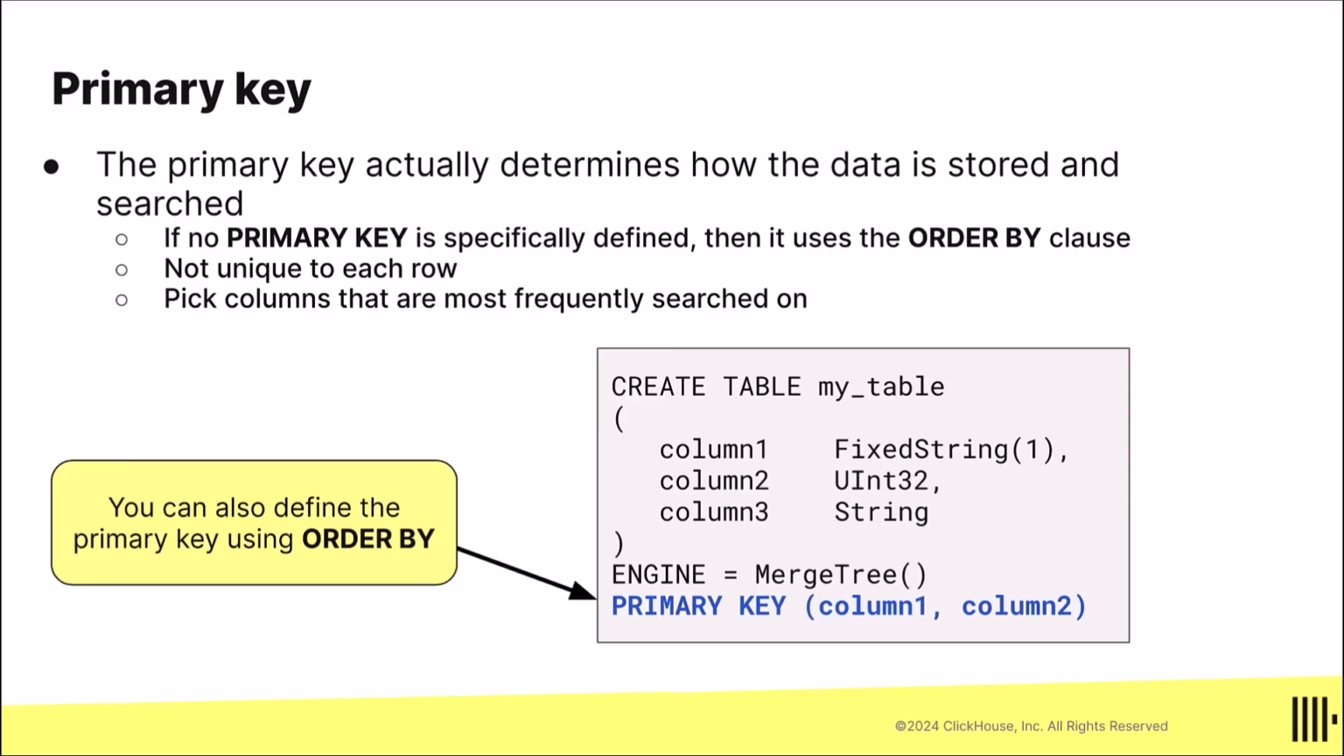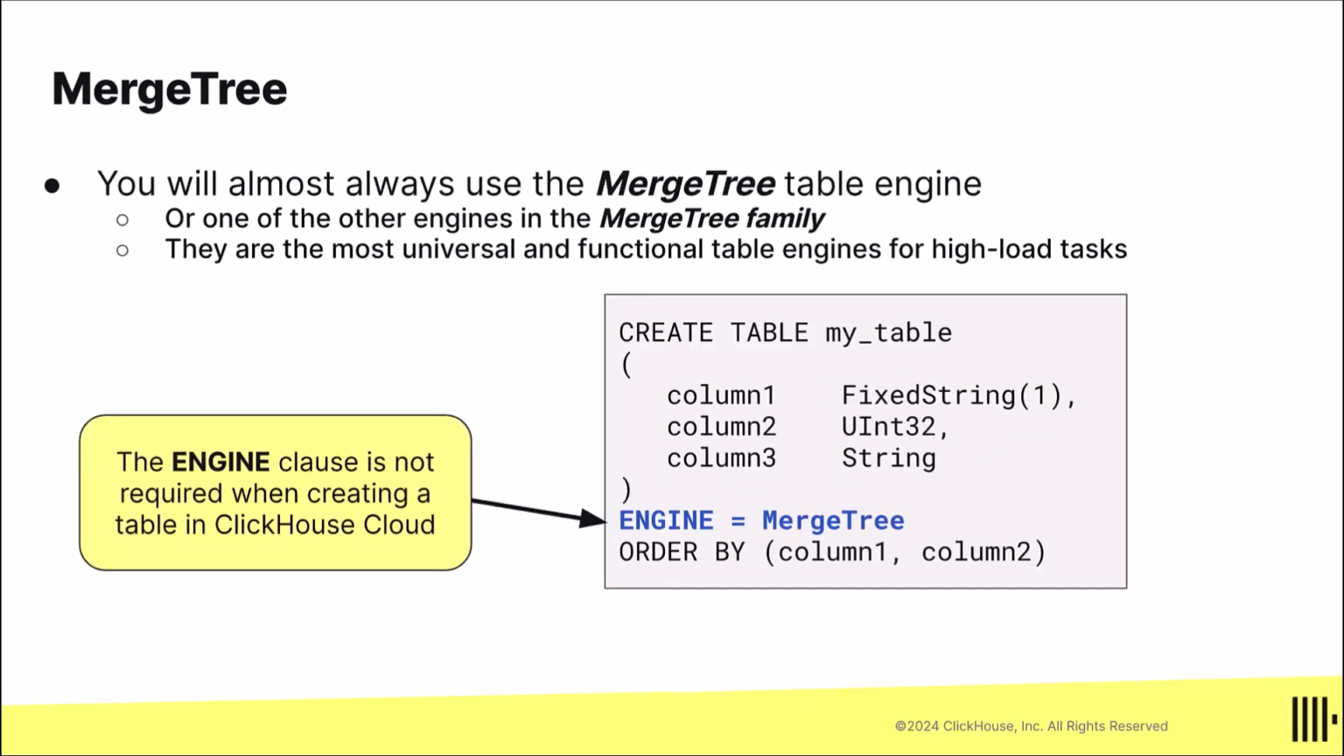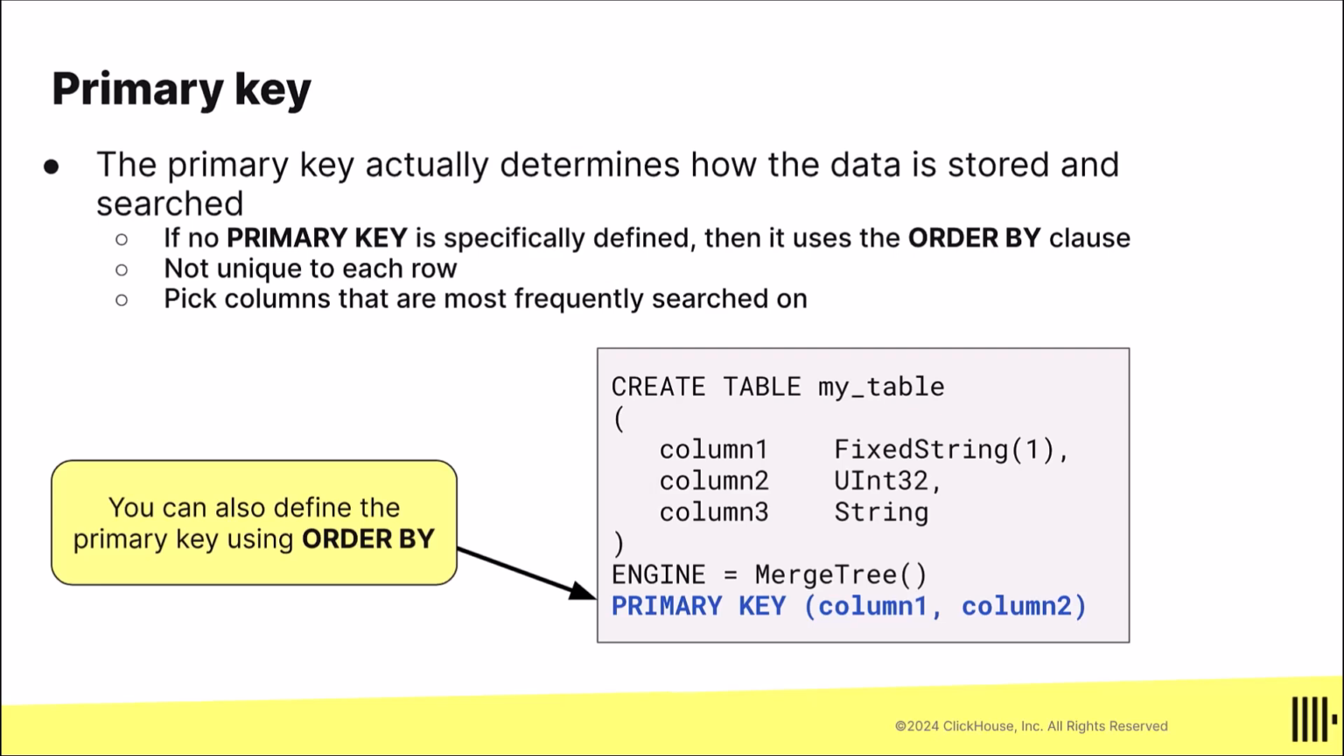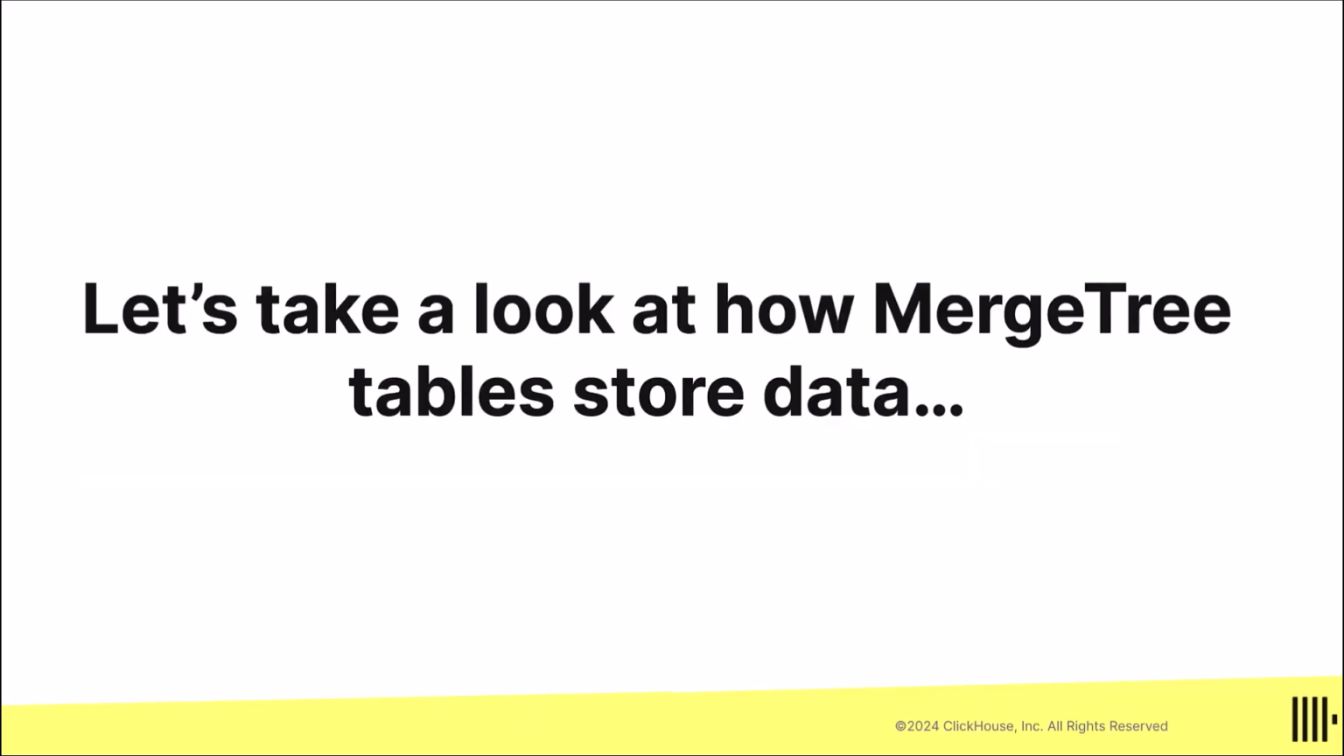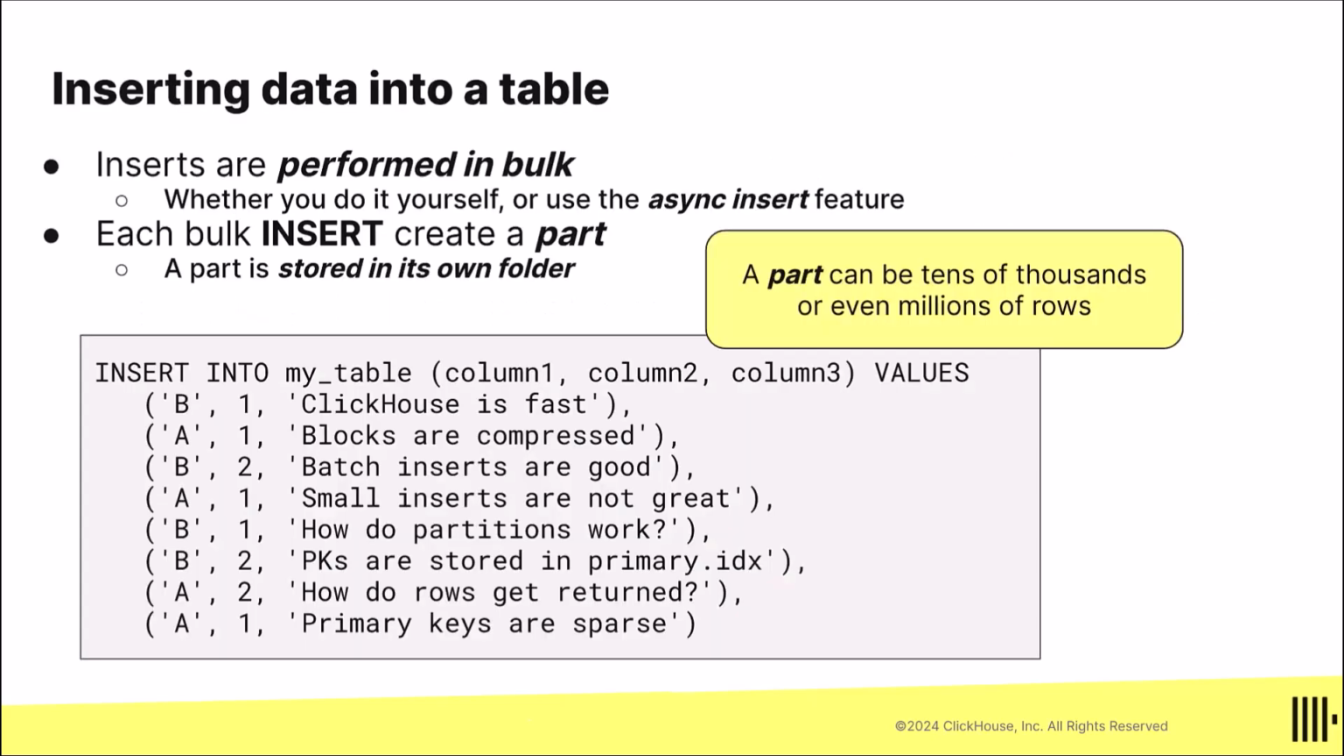By the way, if I go back a slide, I had ORDER BY on this table definition. Here I changed it to PRIMARY KEY. It doesn't matter. They're the same thing. And you can have a different sort order than the primary key. We'll see that in the next module. But for a lot of situations, it's usually the exact same thing. So let's take a look at how merge tree tables store their data. I have a very simple example where I insert 8 rows into my table.